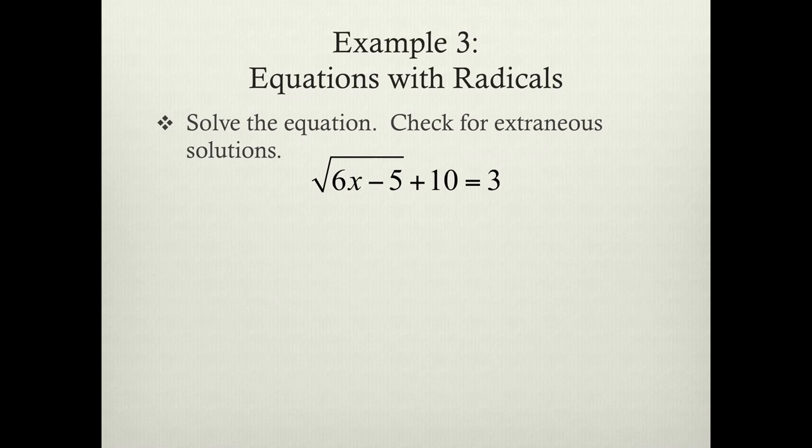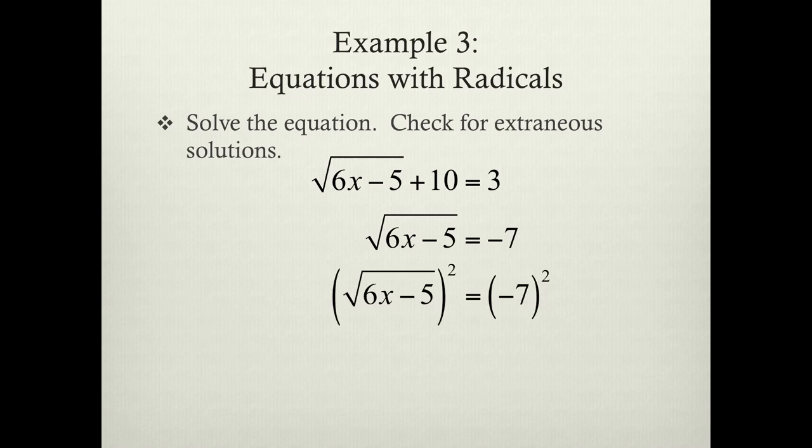Let's try this one. We've got the square root of 6x minus 5 plus 10 equal to 3. I need to subtract the 10 from both sides so that I can get the square root completely by itself. Then, based on our previous problems, we can square both sides to get rid of the square root and end up with 6x minus 5 equal to 49. Now I can add my 5 and divide by 6 to end up with x equal to 9.